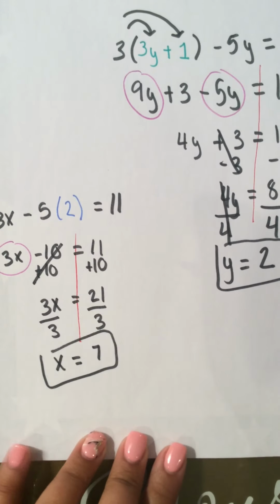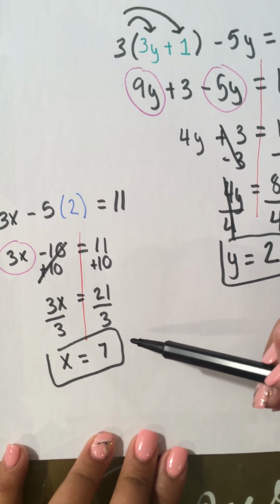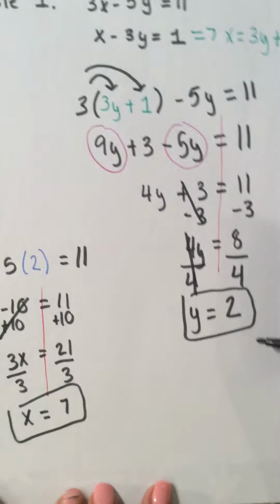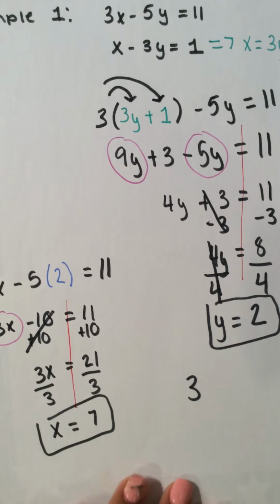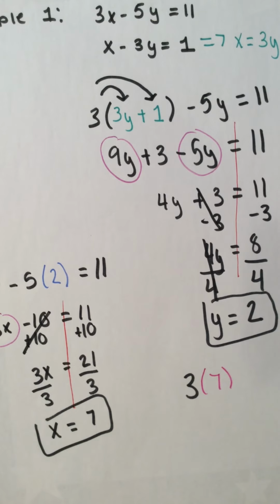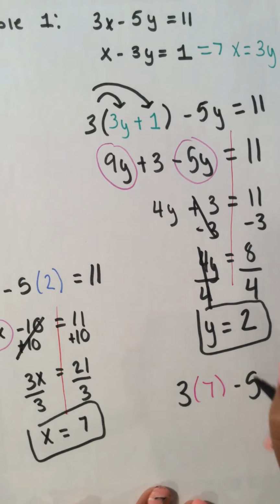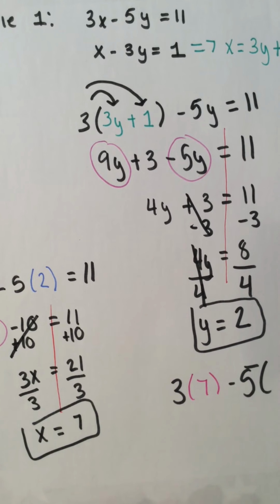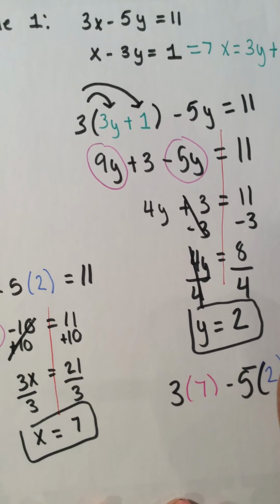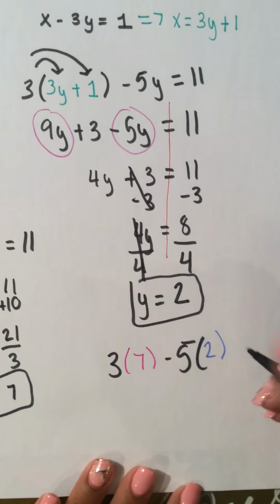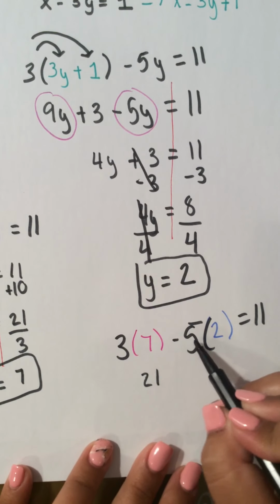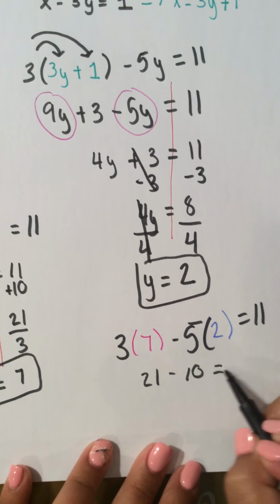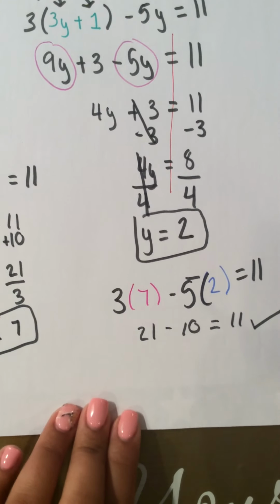The last step is I'm going to plug in x. I'm going to substitute 7 in for x and 2 in for y. So if I go back to the first one, I'm going to have 3, and again we're going to use different colors. So 3 times 7 minus, just using that original equation, 5 times my y, which is 2. Does that equal 11? Okay, so 3 times 7 is 21. 5 times 2 is 10. 21 minus 10, does that equal 11? Yup, that checks out with the first one.